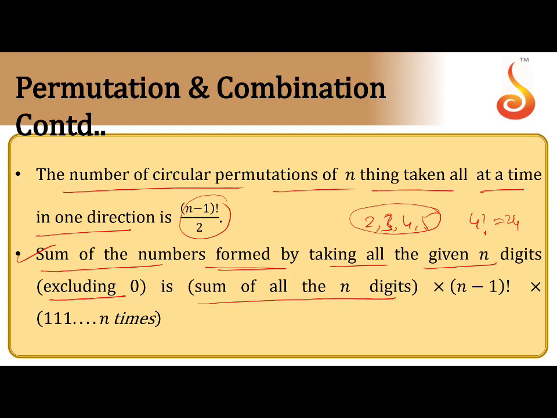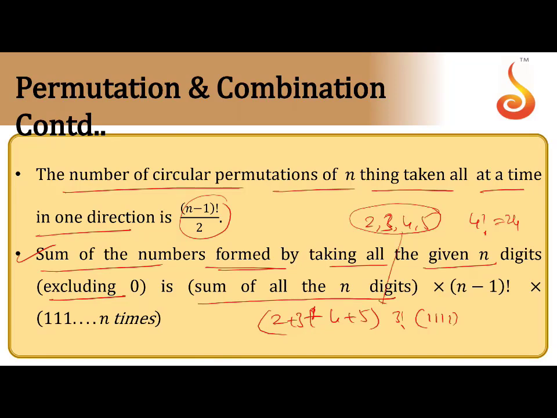What is the formula? Sum of all n digits, whatever digits are there. Here how many are there? 4. So 2 plus 3 plus 4 plus 5, into (n minus 1)!. How many are there? 4. 4 minus 1 is 3 factorial, into 111, n times. Here write 1 1 1. How many digits are there? 4 digits. That is the answer for the sum of all the numbers.